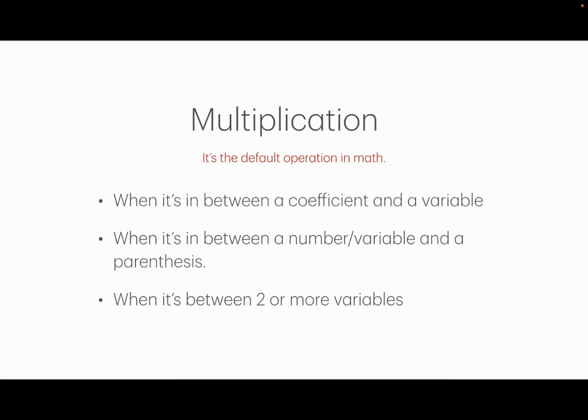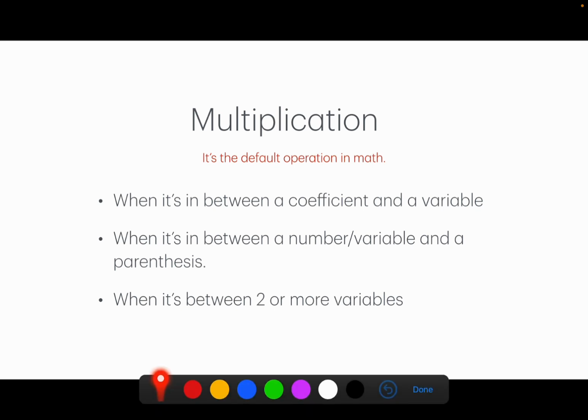So, when is multiplication invisible? When it is in between a coefficient and a variable, when it's in between a number and a variable and parentheses, and when it is between two or more variables. Here are some examples. If you have 3xy, there are invisible multiplication signs between all of this. So this is really just 3 times x times y.